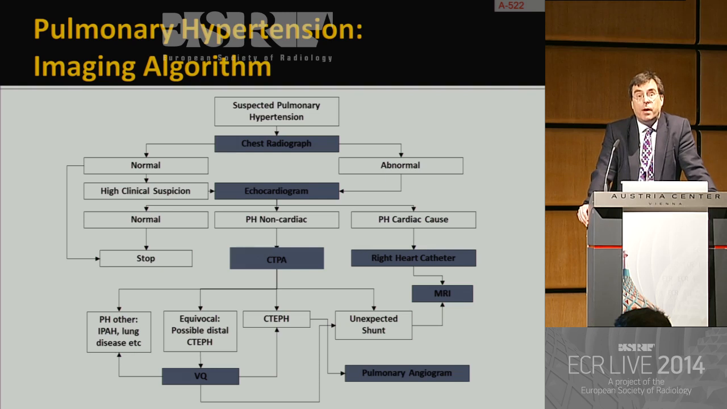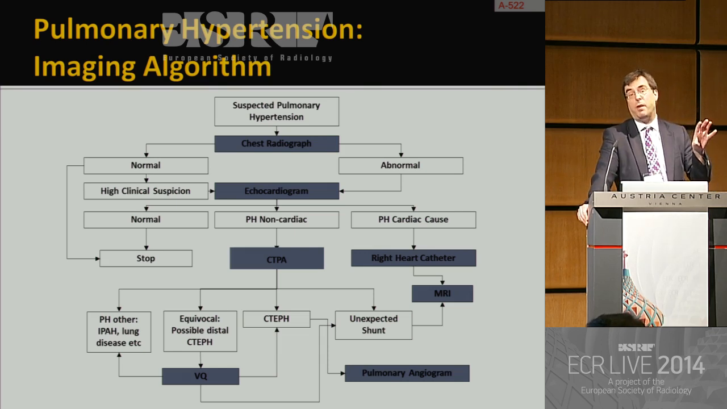Now, we've got lots of techniques available to us. How do we try and integrate them into a sensible pattern? This is what we do locally. It will depend on where you work, what expertise you have, what facilities you have, and local preference. But basically, chest X-ray and echocardiography, early imaging techniques to raise the diagnosis, establish a diagnosis.